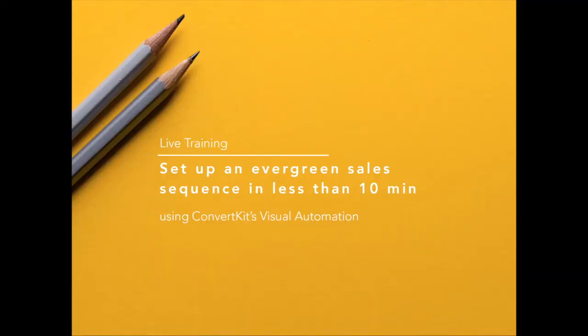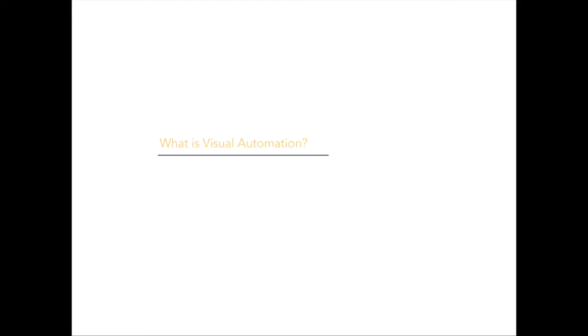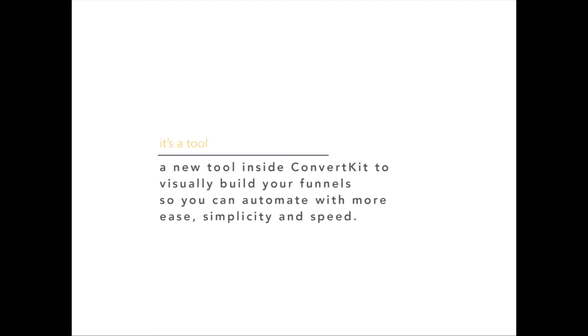So let's talk about setting up an Evergreen sales sequence in less than 10 minutes. But before we begin, what is visual automation? Visual automation is a new tool inside ConvertKit that you can use to visually build your funnels so you can automate with more ease, simplicity, and speed. In other words, it's a funnel builder inside of ConvertKit that allows you to visually set up the journey of your subscriber from the very moment they subscribe, the first moment that they enter your list. And you can build various paths for them based on what goals you have for this subscriber.